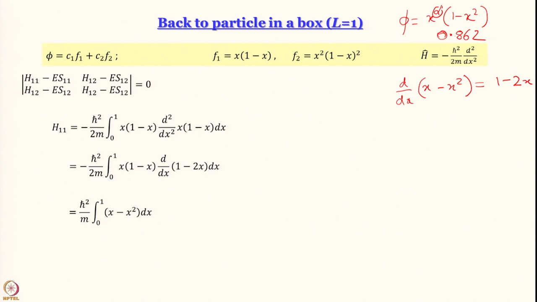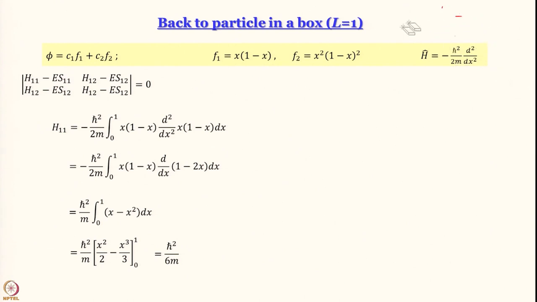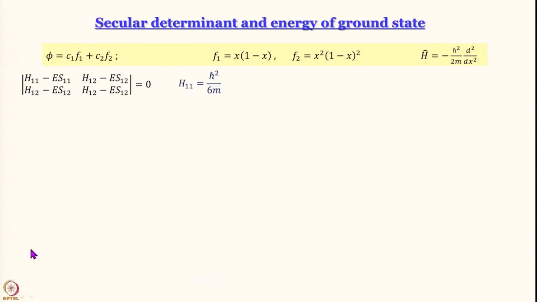Is that right? Yes. Again, this is also very simple. I will not even go through the steps. I will just show you the answer. This is the answer. I am showing this step only so that you can check in case you go wrong somewhere. The answer that we get is h cross square by 6m. Okay, beautiful. Let me erase all that bad handwriting. Okay, so H11 as promised has been worked out and it turns out to be h cross square divided by 6m.